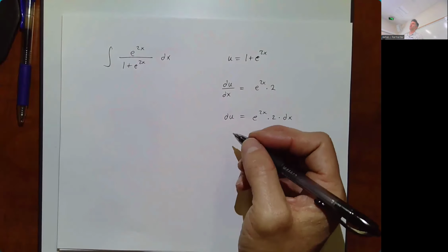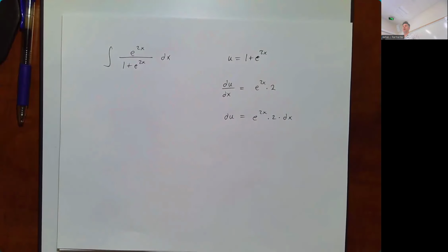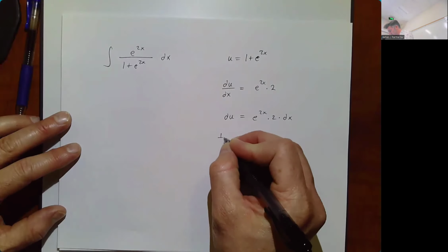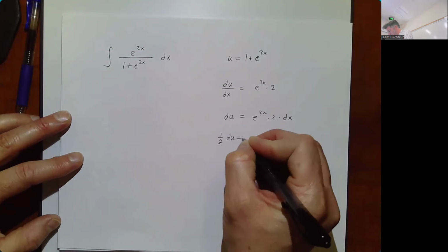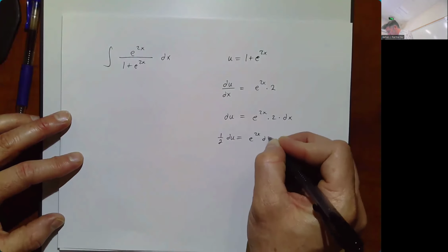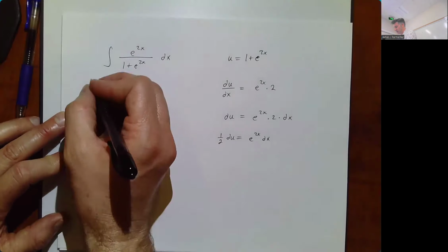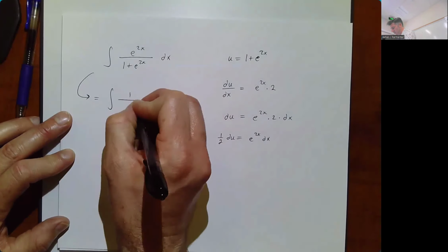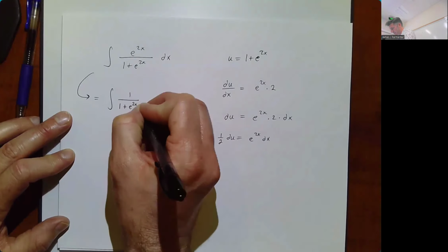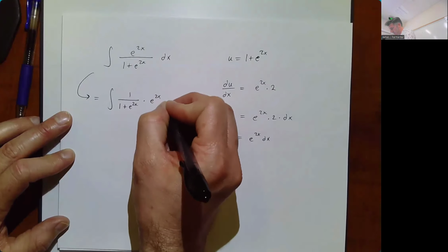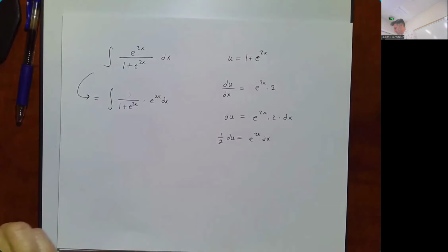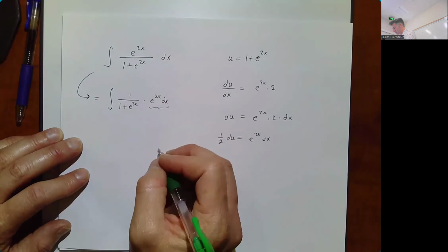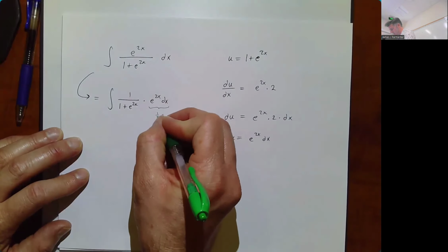I say that, but I'm really dividing both sides by 2, but I actually write it as multiplied by 1/2. We know this is the same thing, but it's good to make sure we know. So 1/2 du equals e to the 2x times dx. So then I'm going to rewrite my integral as the integral of 1 over 1 plus e to the 2x times e to the 2x dx. And then we change it to u's. e to the 2x dx is equal to 1/2 du.